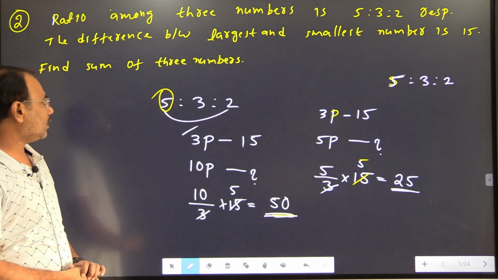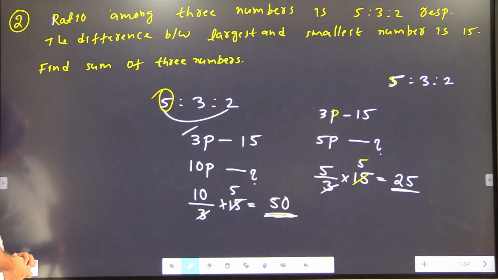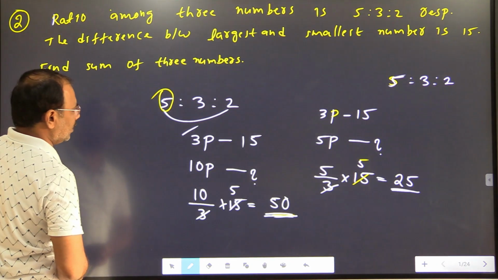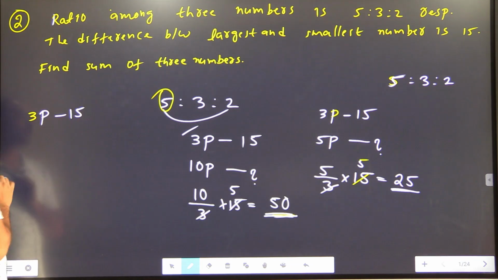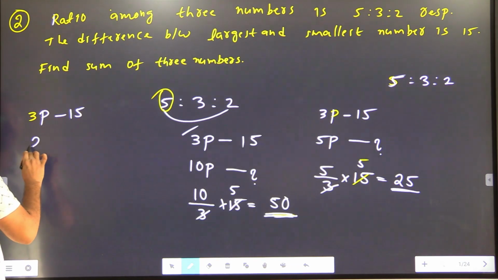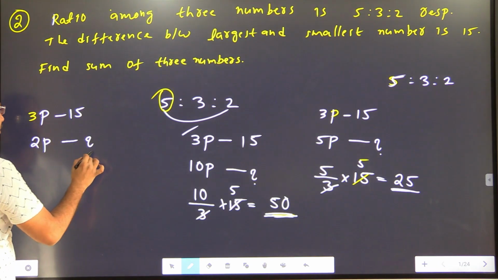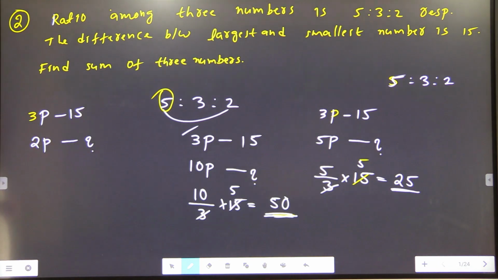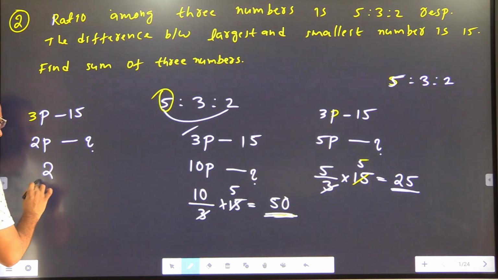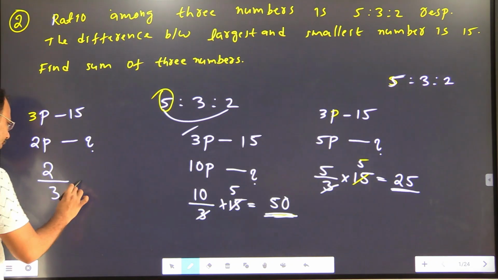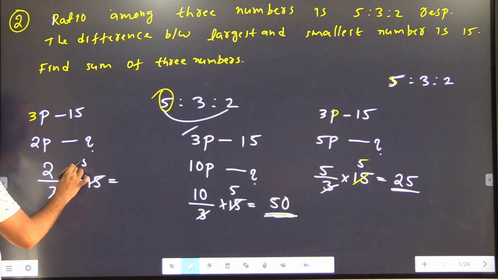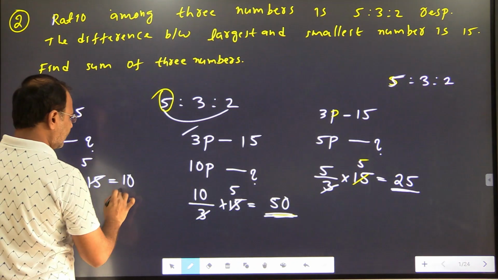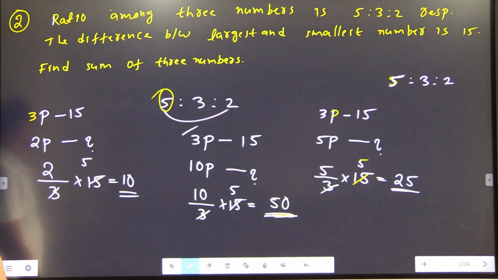For example, if you want to find the smallest number, what is the smallest number? In that case, what do we do? 3 parts is equal to 15. The smallest number is 2 parts. 3 parts is 15, then 2 parts is how much? So given value, required value: 2 by 3 into 15. 3 fives are 15, so 2 into 5 is 10. 10 is the smallest number of the 3 given numbers.